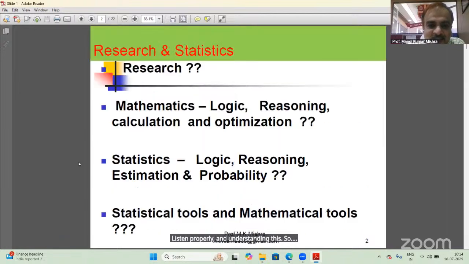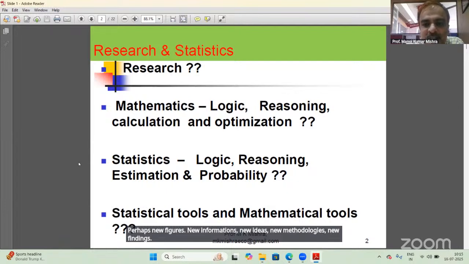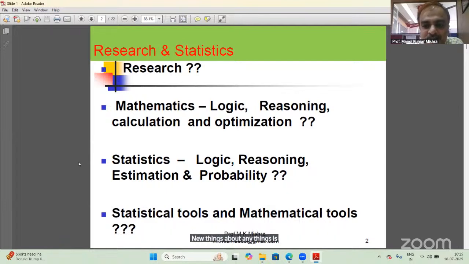So first of all, what is research? In very brief, generally, research means re plus search. Re means finding again and again, and search means new facts, figures, and information. To find new facts, new figures, new information, new ideas, new methodologies, new findings, new things about anything is called research. Generally, there are three scopes of research.